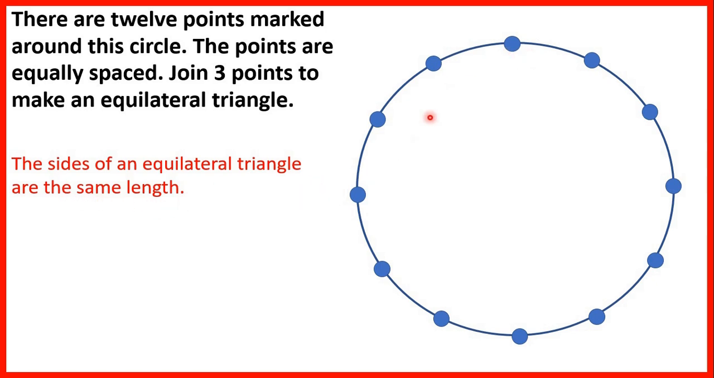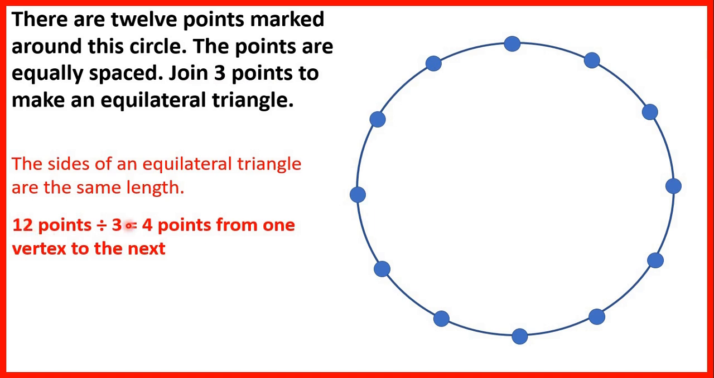So to find where our points need to be, because we have 12 points altogether and we need to join 3 of them, we can divide 12 by 3, and that tells us that there will be 4 points from one vertex or corner to the next. So if we take a point, we can count 1, 2, 3, 4, 1, 2, 3, 4, and then notice we have 1, 2, 3, 4 points to get back to where we started.